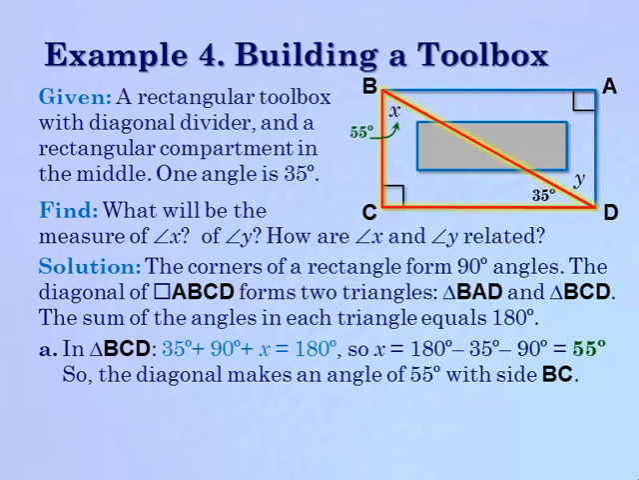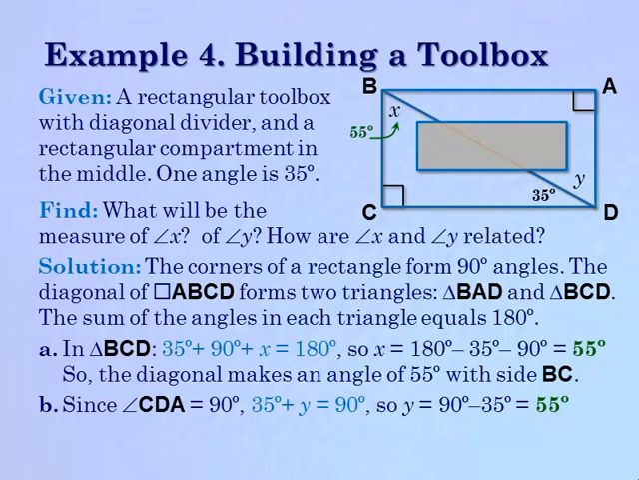So now we're trying to find angle y, okay? So since angle CDA in this corner equals 90, correct? Is that a right angle? If it's a rectangle, all of the corners right here equal right angles here.